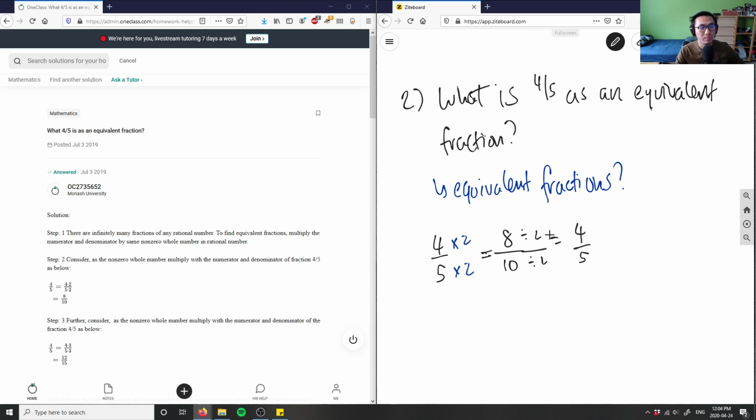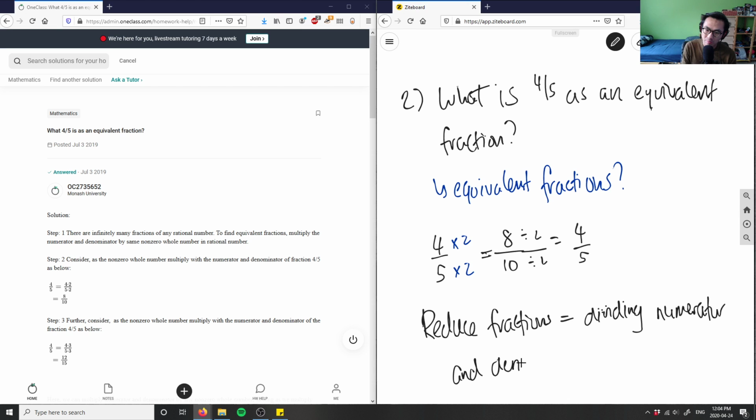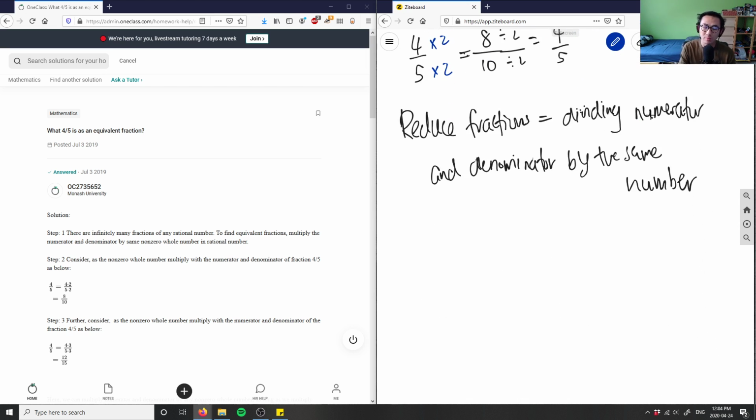So if I multiply, I'm doing basically the opposite of reduction. Reducing fractions equals dividing the numerator and denominator by the same number. If I wanted to find equivalent fractions, the opposite of reduction, instead of dividing, I would multiply the numerator and denominator by the same number.